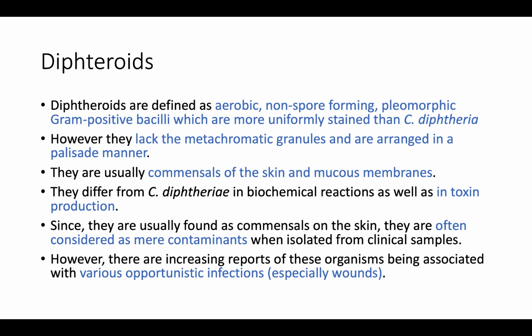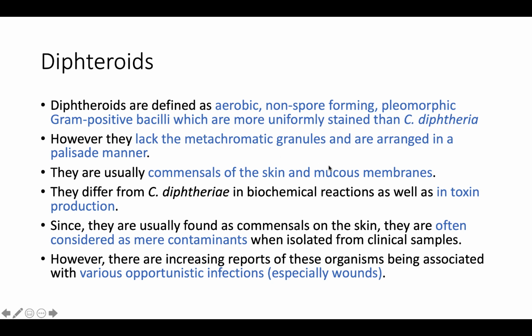Now let's just cover diphtheroids at the end. These are aerobic, non-spore-forming, pleomorphic, gram-positive bacilli. These are actually very, very common to be present. They don't have the metachromatic granule that is seen in diphtheria, but they are still arranged in a Chinese letter appearance or palisade manner.